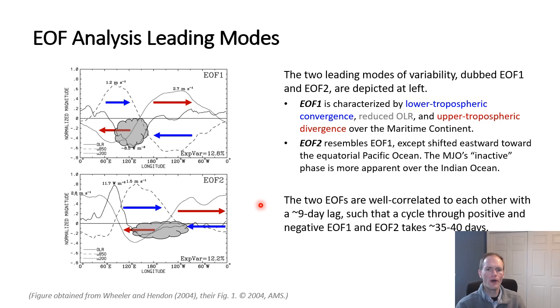So these two EOFs, EOF1 and EOF2, are well correlated to each other, but with about a 9-day lag, representing the approximate time on average for this convectively active region near the maritime continent to propagate eastward into the equatorial Pacific Ocean here, such that a cycle through all of these EOF structures, looking like EOF1 here, looking like EOF2 here, and looking like the inverse of each of these as the MJO event propagates around the globe, takes about 35 to 40 days, consistent with the MJO's overall period.